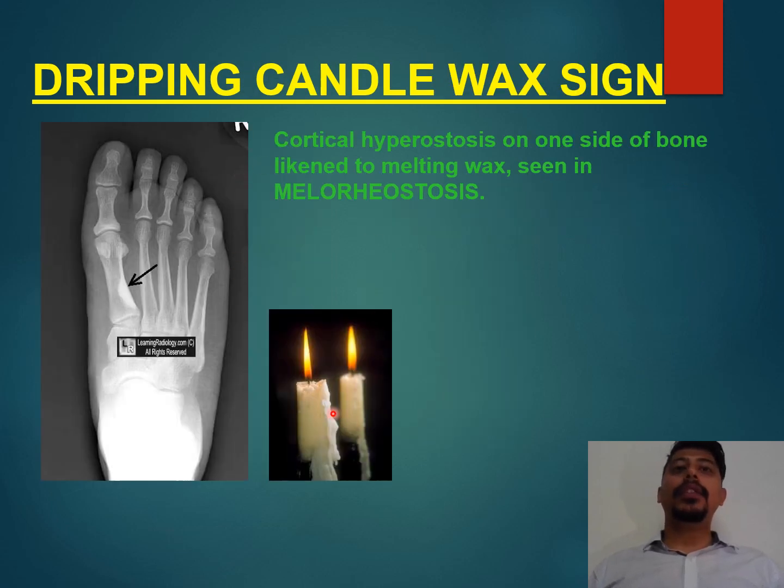Dripping candle wax sign. So as we can see dripping candle wax here, we can see the cortical hyperostosis on one side of the bone likened to melting wax seen in melorheostosis.